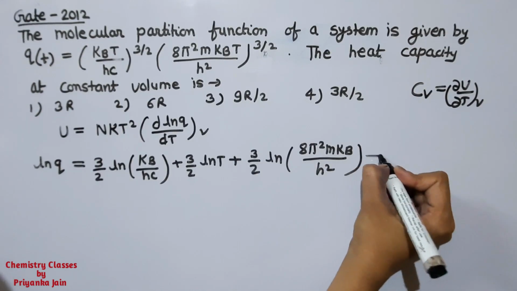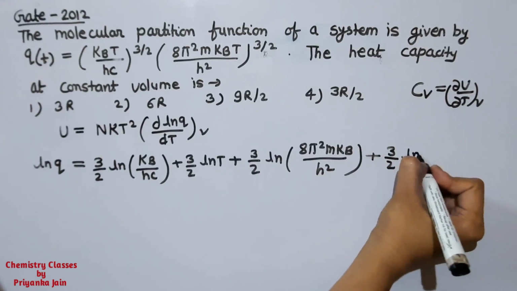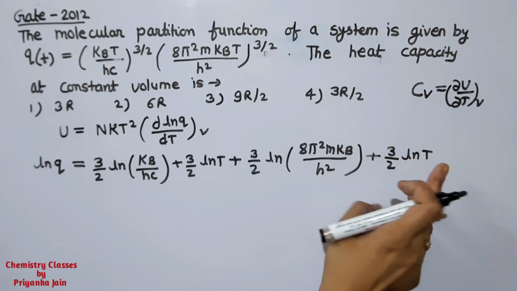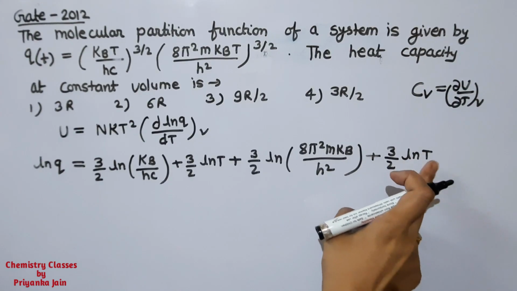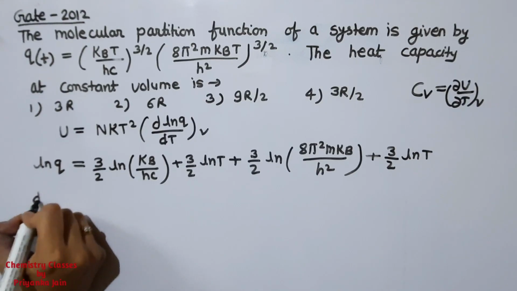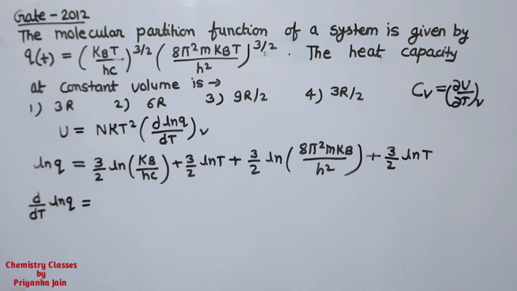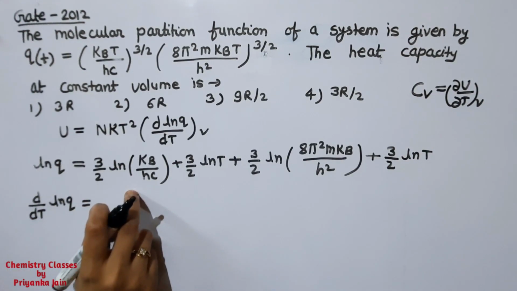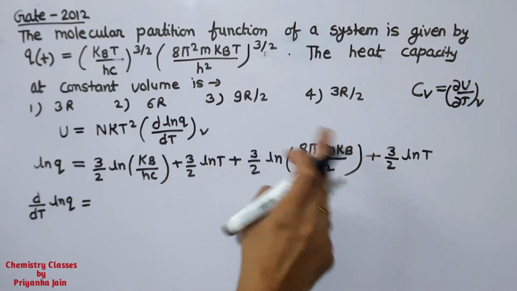And then the temperature term 3 by 2 natural log of t. I am writing here this is the constant and this is not. Why? Because we have to differentiate with respect to temperature, so temperature will be a variable. Now see here, we are differentiating with respect to temperature in this manner. When we are differentiating with respect to temperature, this term is constant, so its value will be equal to 0.